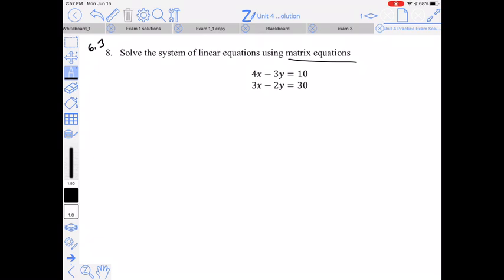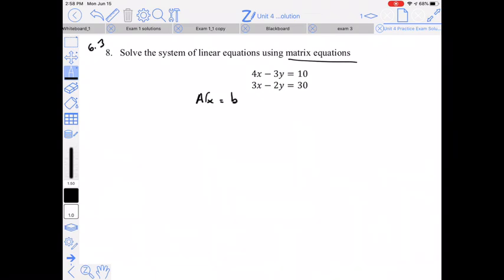So matrix equations is the process of creating different matrices from this system of equations. Remember, we have an A matrix, which is our coefficient matrix, and then we have a matrix containing the variables, which I'm going to represent with just a variable x, and then we have a matrix containing those constants, the 10 and the 30, and I'm going to represent that using the letter B.